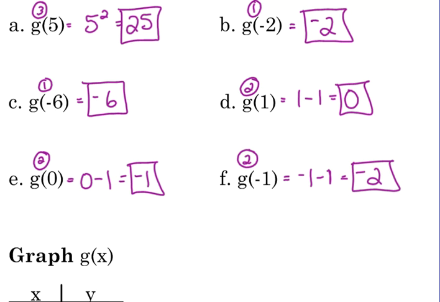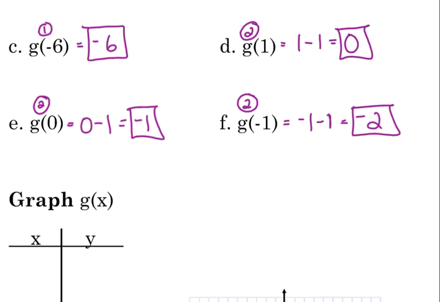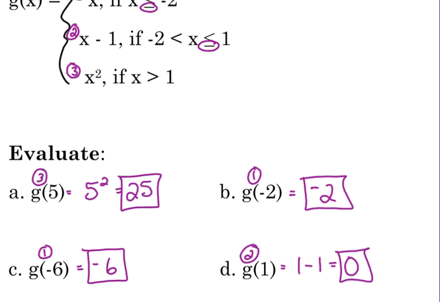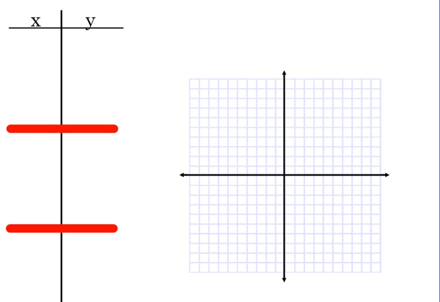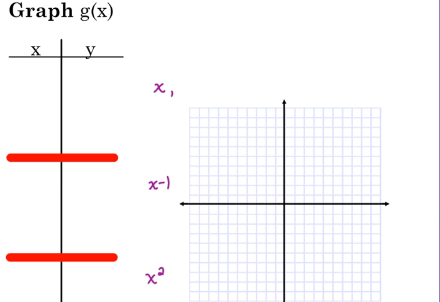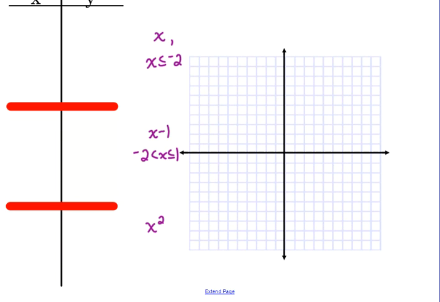So we've got 3 different pieces we've got to worry about on this one. We've got x minus 1, and x squared. Let me write that here. X minus 1, x squared. This was where x is less than or equal to negative 2, between negative 2 and 1, and greater than or equal to 1.